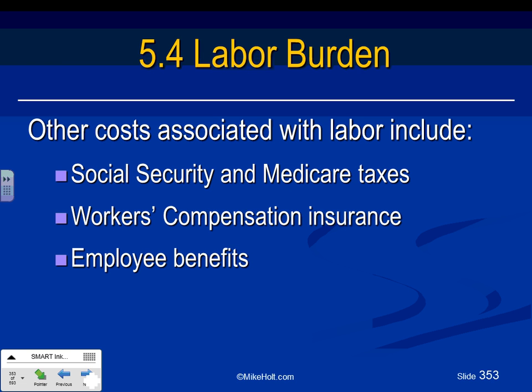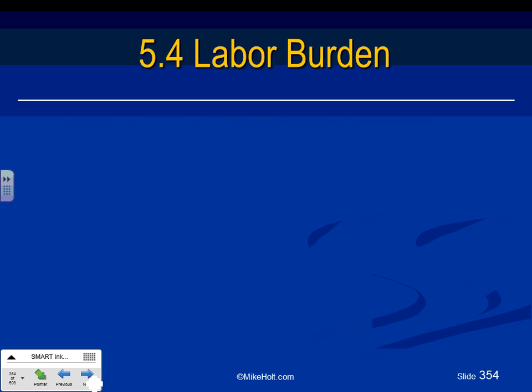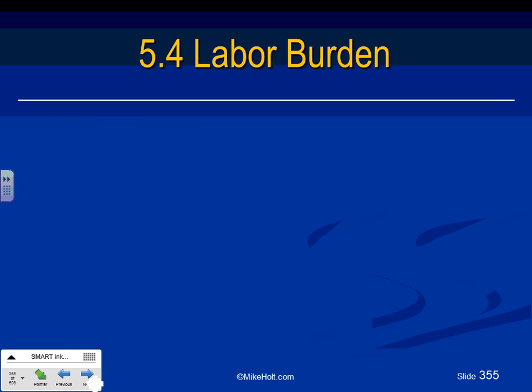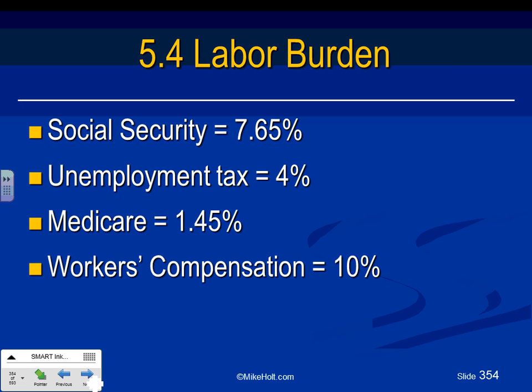Now you need to pay Social Security on those guys, right? Medicare, workers' compensation insurance, employee benefits. All these have to be burden added to the labor, right? You have to accommodate for this. Moving on, so here's how they suggest for all these values, guys. Okay, here you go. They suggest Social Security add 7.65, unemployment 4, Medicare 1.45, workers' compensation is 10.